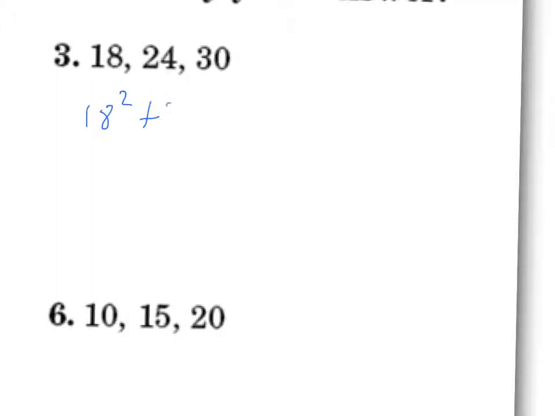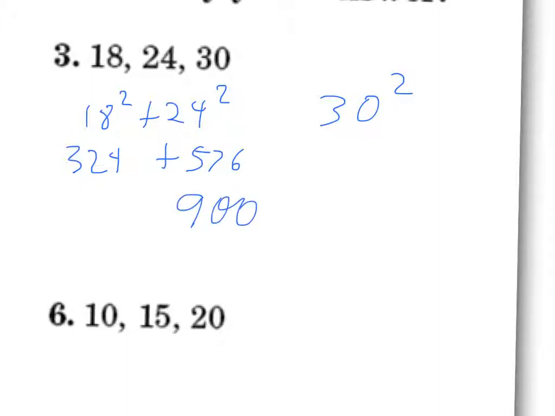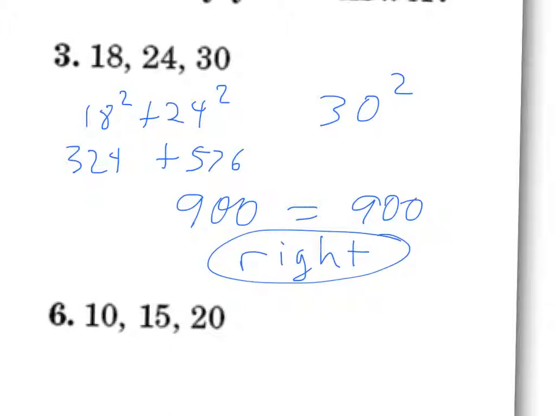18 squared plus 24 squared, and then we'll have 30 squared. Well, 18 squared is, check my notes, make it easier on myself, 324, plus 24 squared is 576. And then when I add that up, 900. And 30 squared is 900. They're equal. That means that this triangle is a right triangle when both sides are the same.